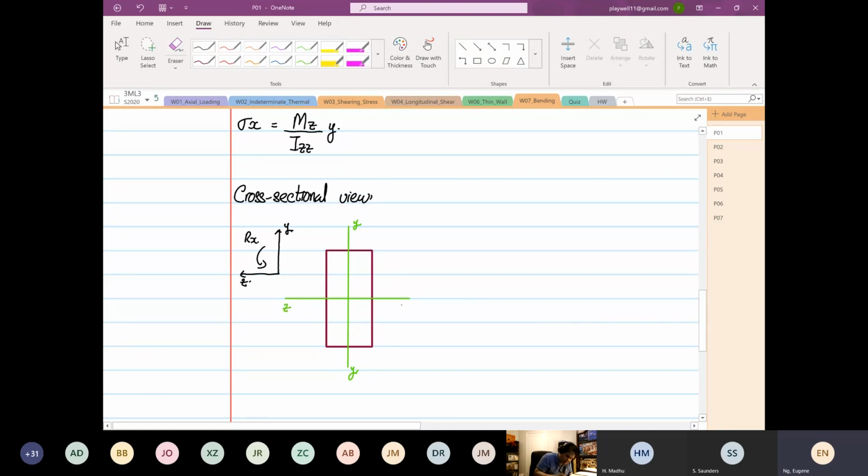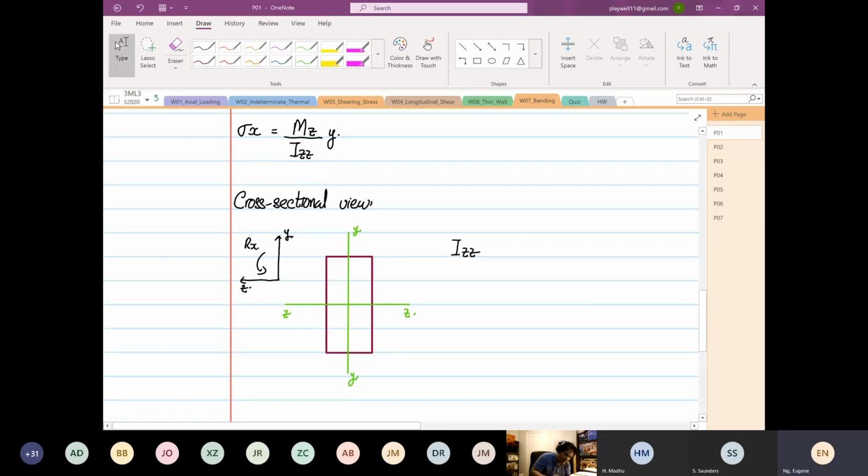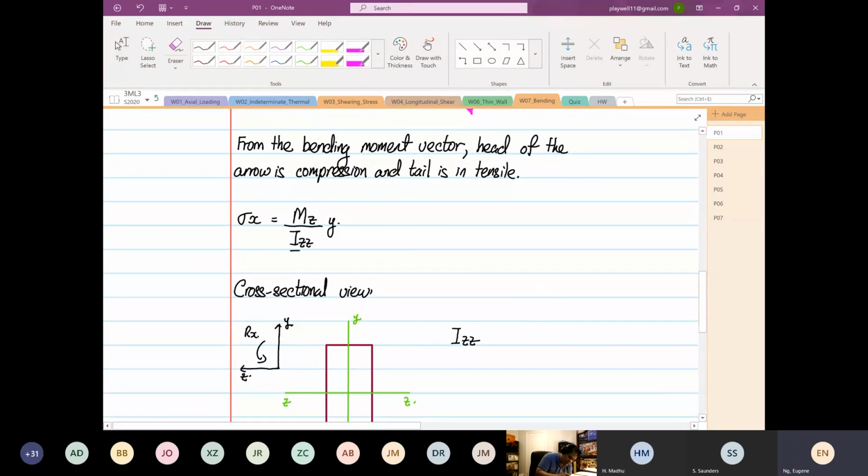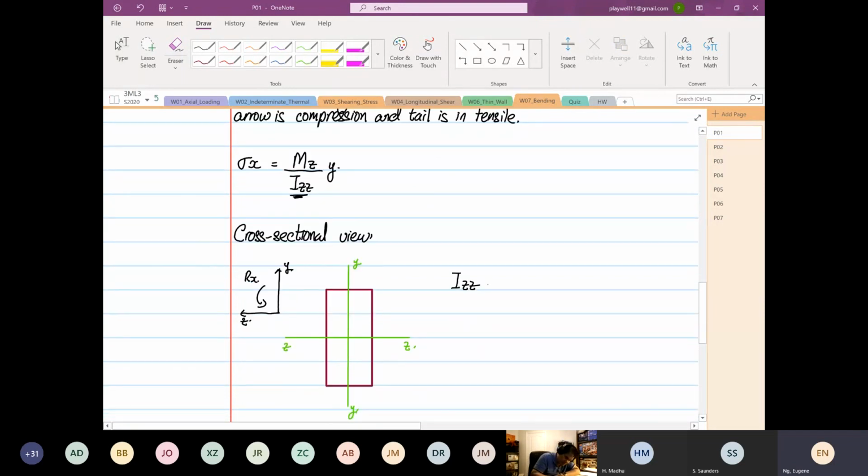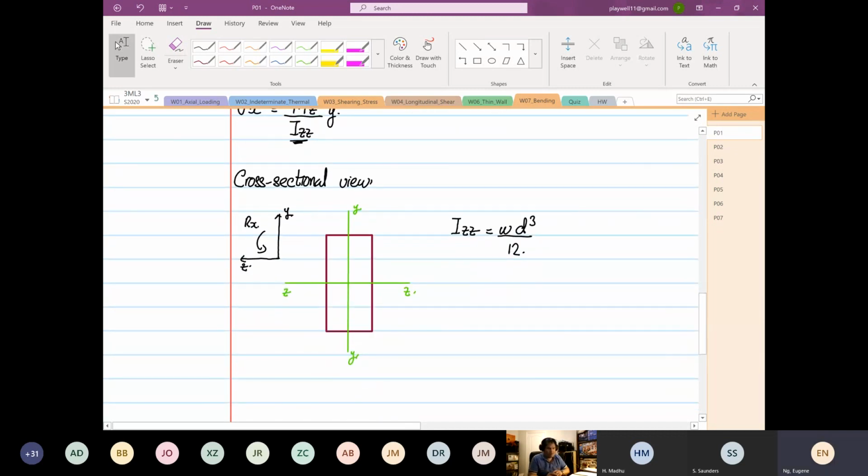So we want to find IZZ. Why IZZ? Because the moment is about Z, so the second moment of area will be about the Z-axis. So IZZ is equal to width times depth cubed, divided by 12. So what is our width and what is our depth? That's where the problem comes.